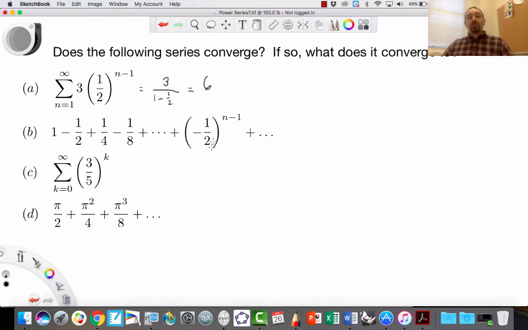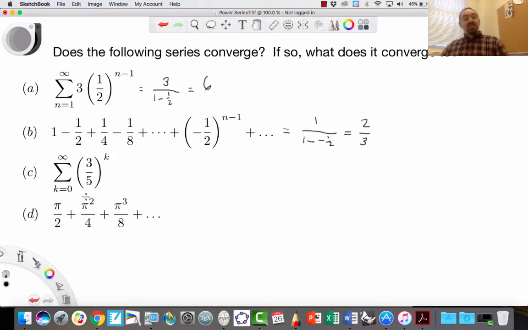That means an arbitrary term is negative 1 half raised to a power. So the first one is negative 1 half raised to the 0, then negative 1 half raised to the 1, then negative 1 half raised to the 2, and so on. So r here is in absolute value less than 1, meaning this will converge. It's going to converge to the first term, which is 1, divided by 1 minus the common ratio, which is negative 1 half. This is 3 halves, this will go to 2/3, right? Yeah.